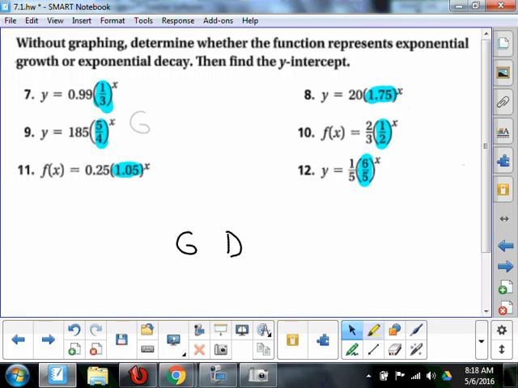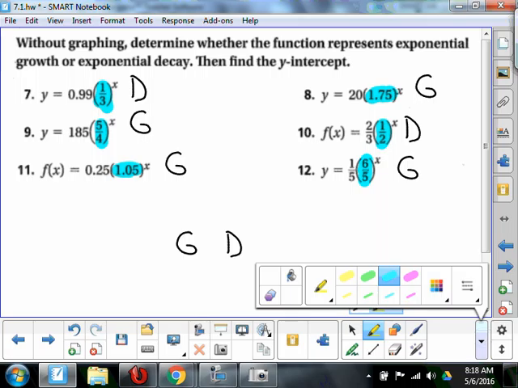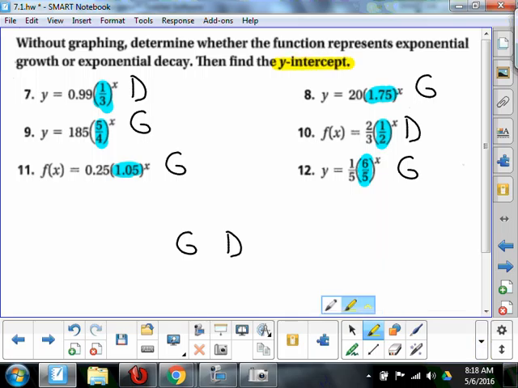So we're going to have growth for number 9, growth for number 11, growth for number 8, and growth for number 12, right? And then 7, we're going to have decay there. 10 is decay. And they also want the y-intercept. And whenever they want the y-intercept, that's just the a value.